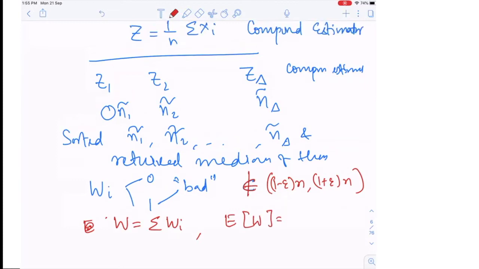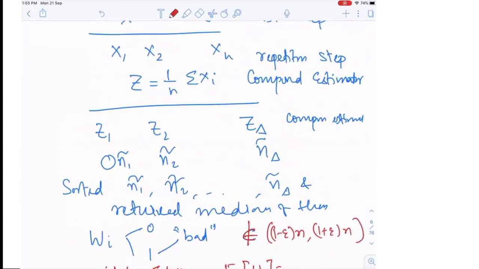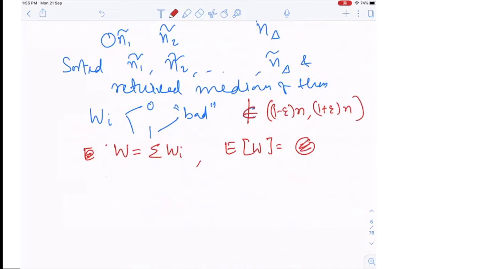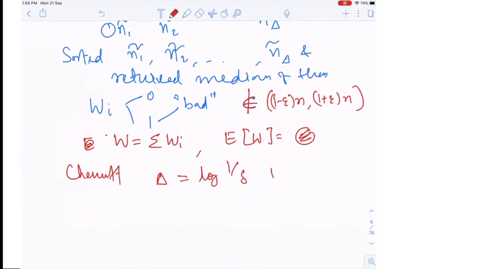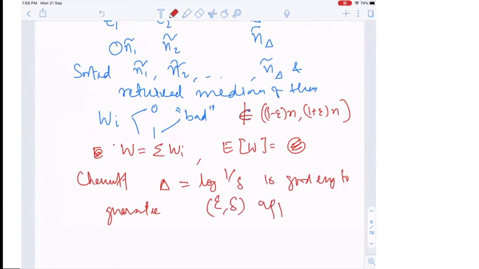Because of the way you choose the second step, you can show that this is small or bounded, and hence now you can throw Chernoff at it and show that with delta being just log 1 over delta is good enough to guarantee an epsilon-delta approximation. Okay, so this is what we did last time. I will give you another example of this today, and we will see.